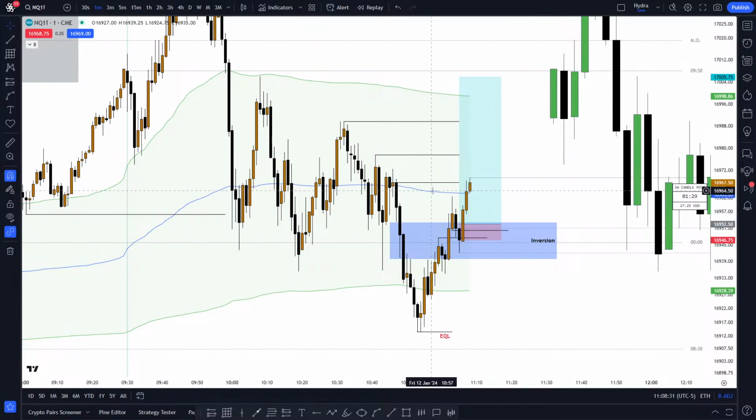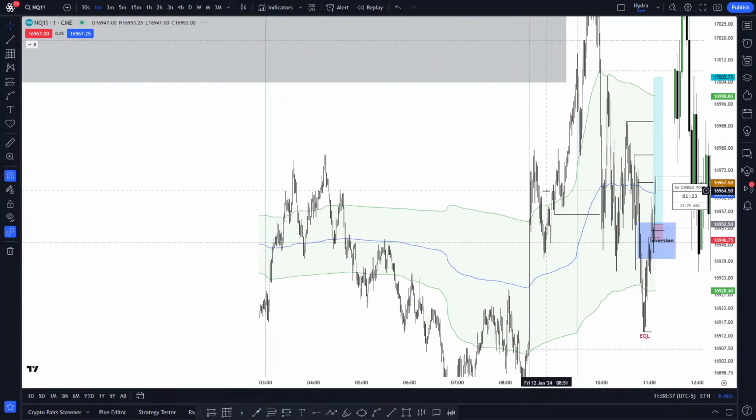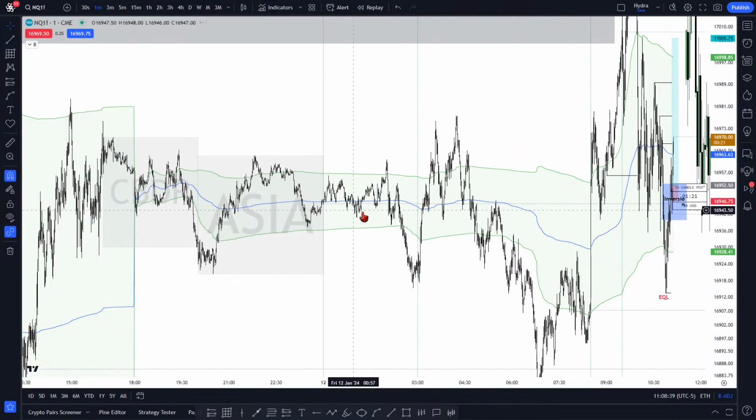So we hit the VWAP midline. What does it mean? I don't get it. Like, how do you trade this?